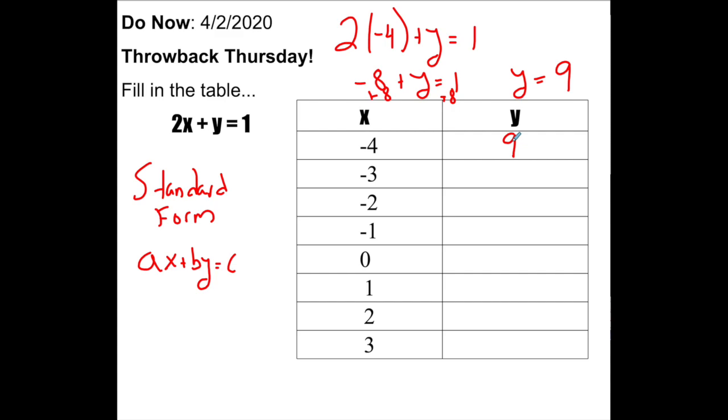So what I want you to do is pause the video, and then try to do the same thing for -3, -2, -1, 0, 1, 2, and 3. So go ahead, pause the video, complete the table, maybe on a separate piece of paper, okay? And then when you're ready, unpause, and I'll show you how to solve it.